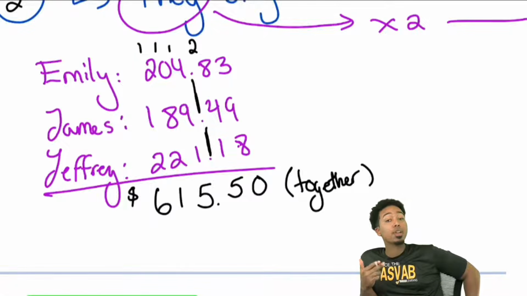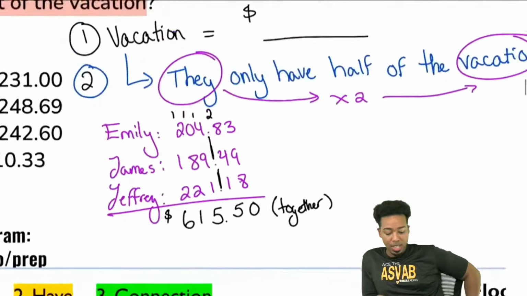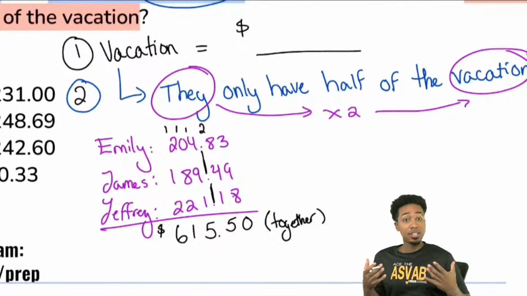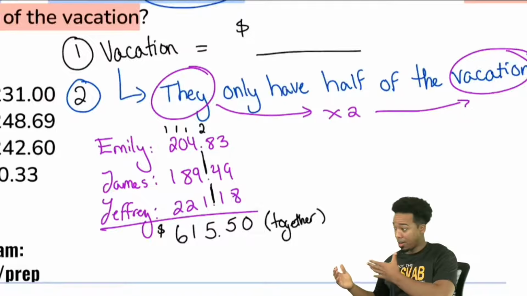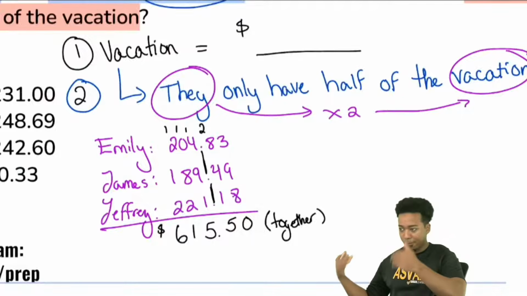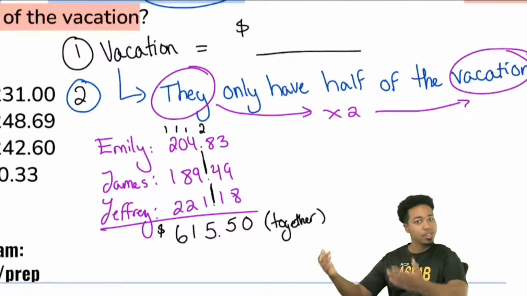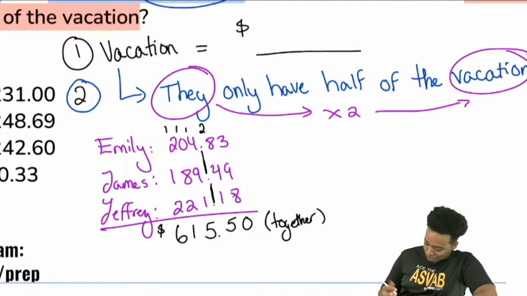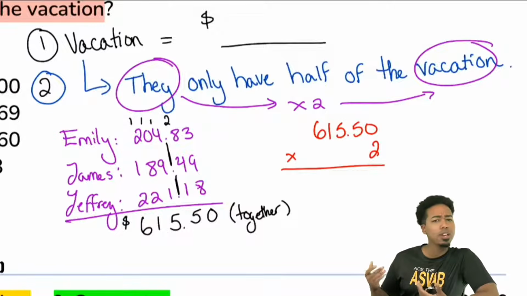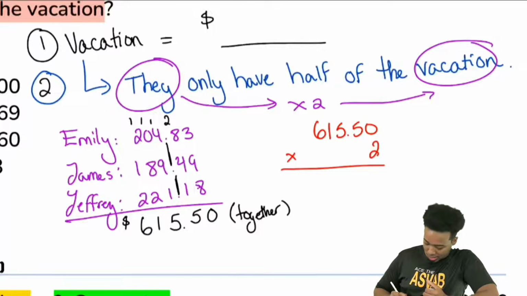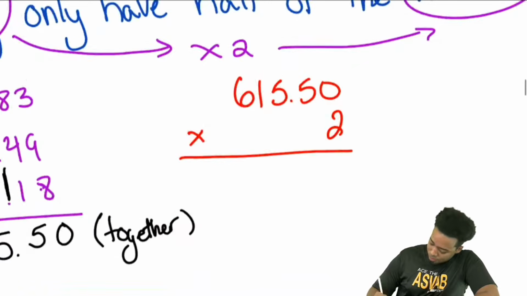Yeah, we have to multiply by 2 because, again, they only have half of what they need. They need the full amount. So if they're only halfway there, double it. To get from 50% to 100%, you times by 2. So let's multiply by 2, and we'll do that right over here. Everybody, when multiplying by a decimal, just ignore the decimals, and then we bring them back at the end.